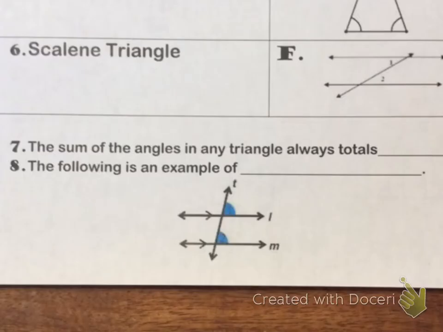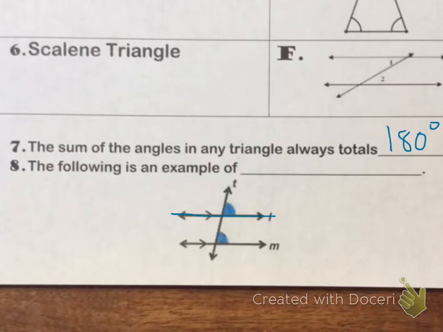All right, our next 2 problems, number 7 and number 8, are down below there. Number 7 says the sum of the angles in any triangle always totals, and that answer would be 180 degrees. All of the angles in a triangle always add up to be 180 degrees. That doesn't really look like a degree mark there. I'm trying to fix it for you. 180 degrees.